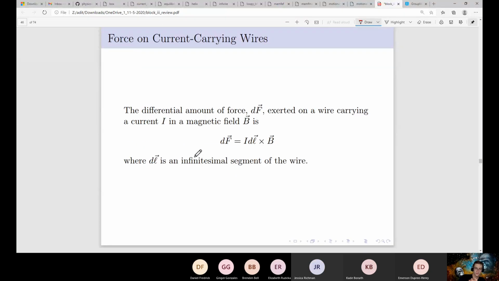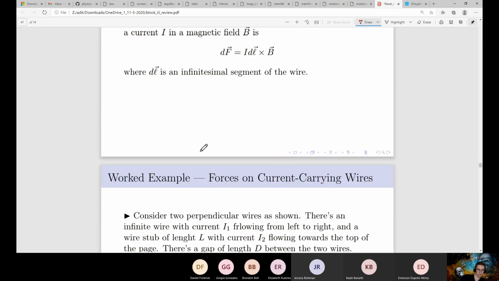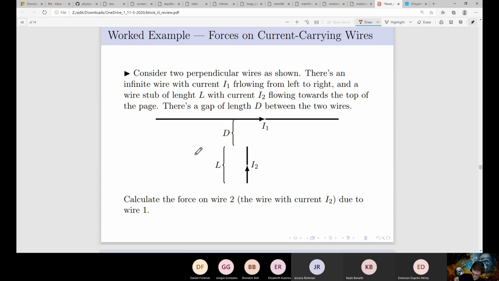All right. The other force equation that we have on our equation sheet is for current carrying wires as opposed to charges. That force equation is dF equals I dL cross B. So let's do a problem about that. Let's suppose I have two perpendicular wires as shown. There's an infinite wire with current I1 flowing from left to right, and a wire stub on the bottom with current I2 flowing towards the top of the page. And there's a gap of length D in between the two wires. I want the force on wire 2 due to the B field produced by wire 1.